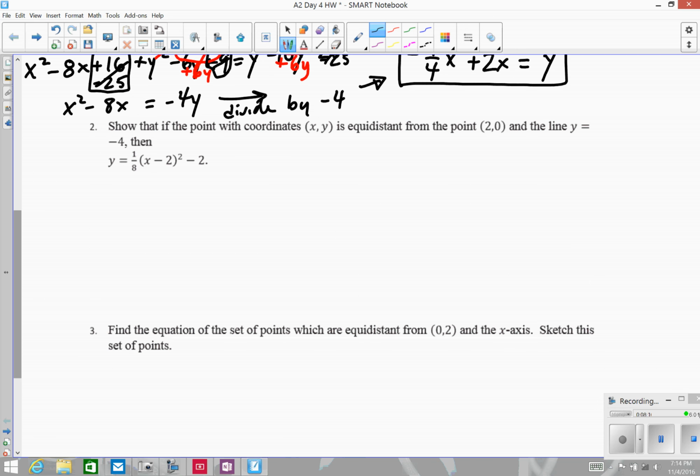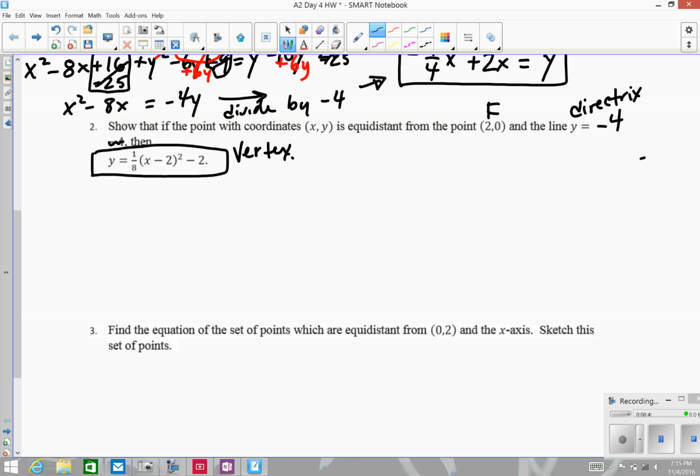Similar kind of problem. We have xy coordinates. We want to show the equation we get when the focal point is (2, 0), and the directrix is a line, y equals... sorry, that's on the next line. I'm going to write it up here. Here's the directrix, y equals negative 4. This equation that we want to compare to is not in standard form, but in vertex form.